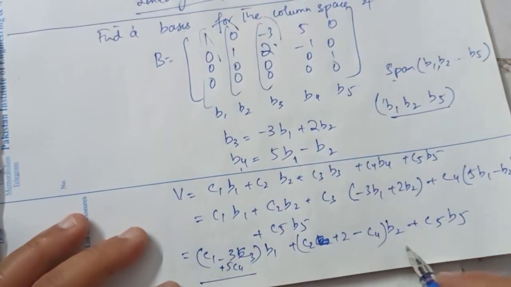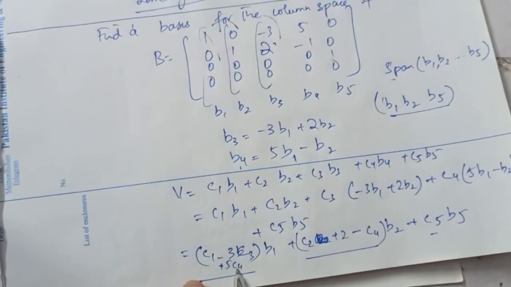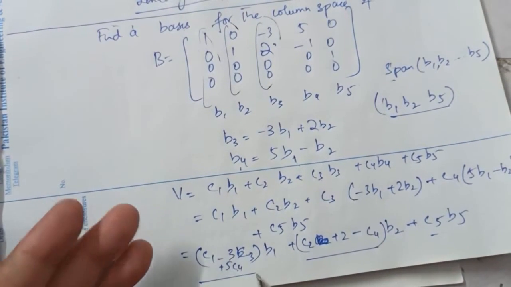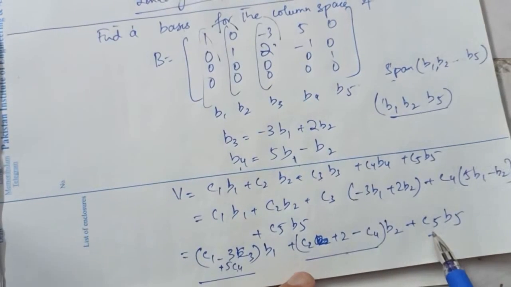Okay, so again we can see here, because c1, c3 and c4 are scalars, of course their addition and subtraction will also generate a scalar quantity. This will also generate a scalar quantity, and this will also generate a scalar quantity.